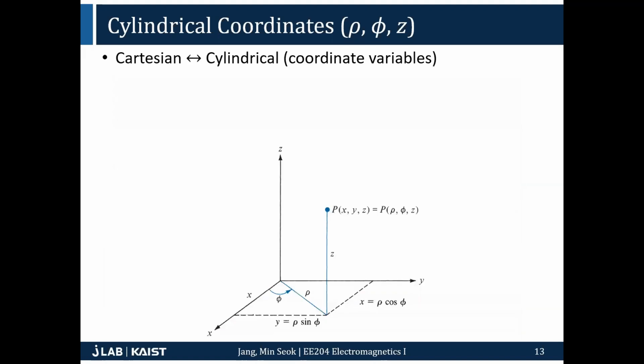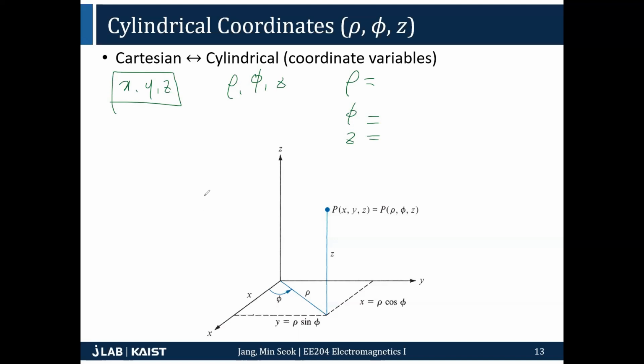Okay, now let's talk about coordinate transformation. In order to transform coordinates, we need to do two jobs. One is transformation of coordinate variables. And the second is the transformation of basis, which I mentioned earlier. So coordinate variable first. Let's say we want to write x, y, z, and then cylindrical coordinates rho, phi, z.